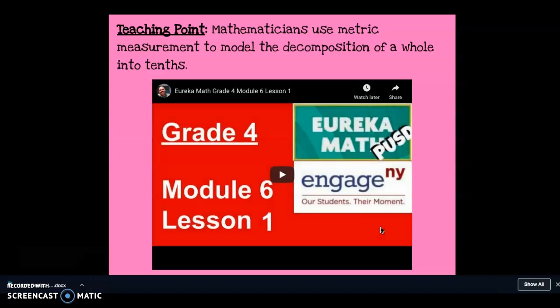We're going to watch a video here where we're going to be learning about the decomposition using metric unit. So pay attention.